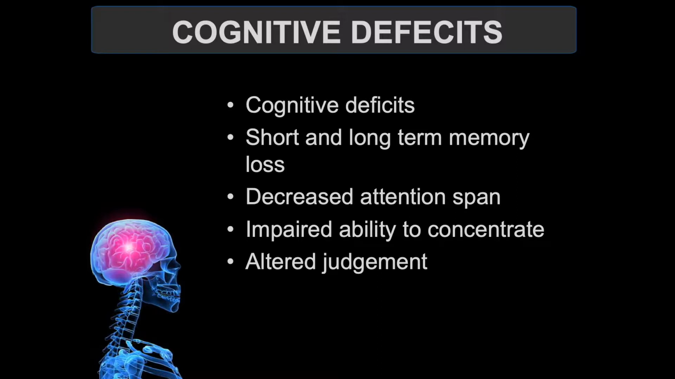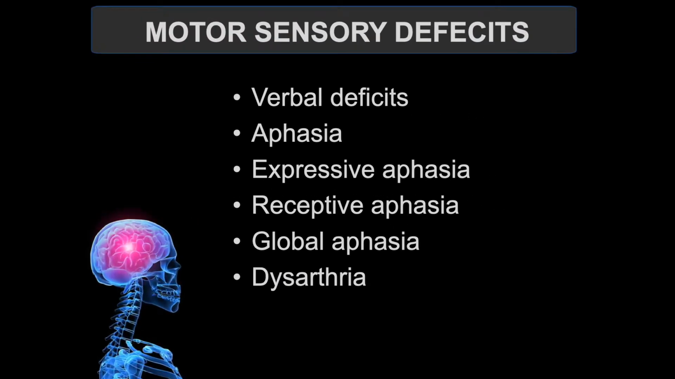the cognitive deficits that can occur because of the stroke. These include short and long-term memory loss, a decreased attention span, an impaired ability to concentrate, and even altered judgment. The nurse should remember to orient frequently, to use uncomplicated language, to match visual with verbal cues, and to repeat instructions as necessary. Further, cognitive deficits can occur.